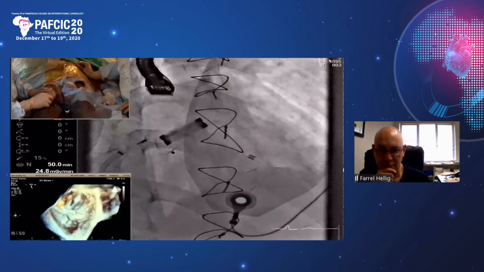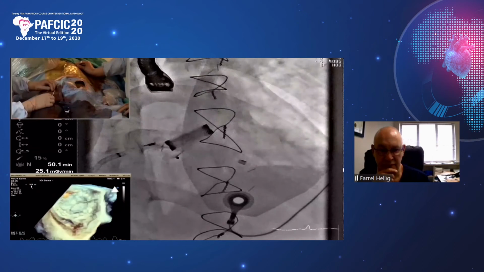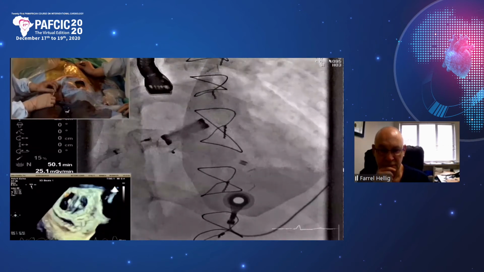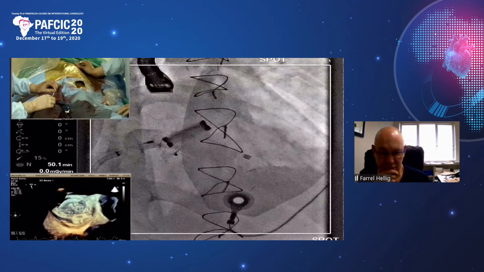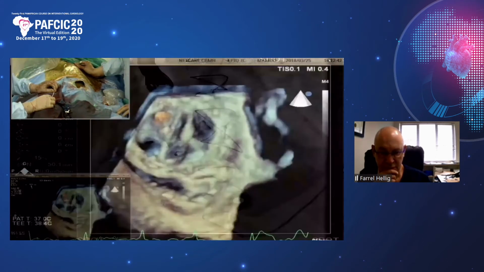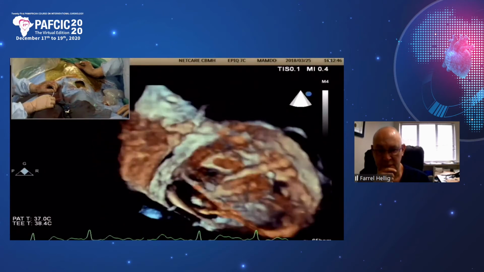There we go. Can everyone see that? Save that. Save, store, stop. Yeah, leaflets are moving nicely. We can see the device. Can you see the other side of the... Not too well. Sort of channel, yeah.